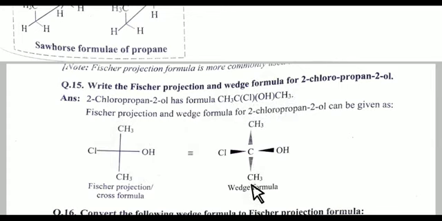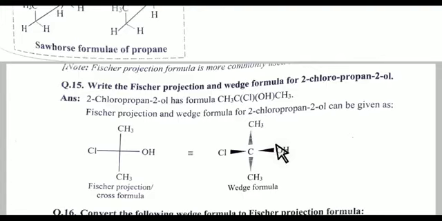Now, wedge formula. As we have seen, this is the dash line, and the dash line means dash wedge. It is the bond going below the paper. And this is the dark line. It is the solid wedge, and it is the bond projecting above the paper.